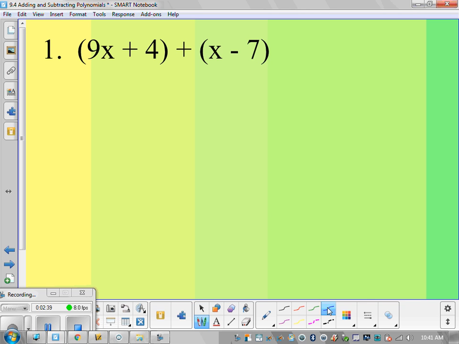When I look at the two binomials, 9x plus 4 and x minus 7, 9x and x are both like terms. If I add 9x plus 1x, that will give me 10x. The numbers, the constants on the end, 4 and minus 7. 4 minus 7 is negative 3. So when I add like terms, 9x plus 1x is 10x, 4 plus a negative 7 is negative 3. The final answer is 10x minus 3.